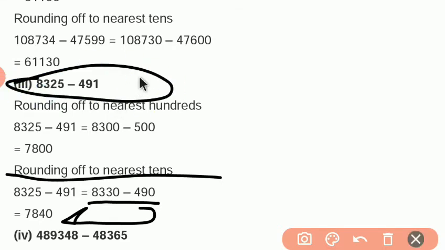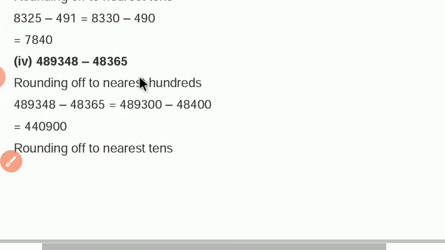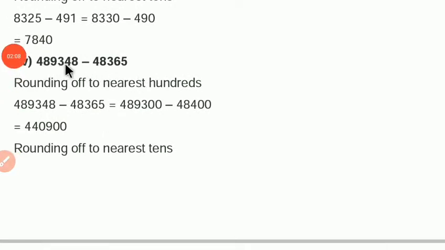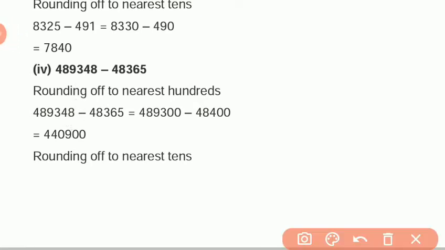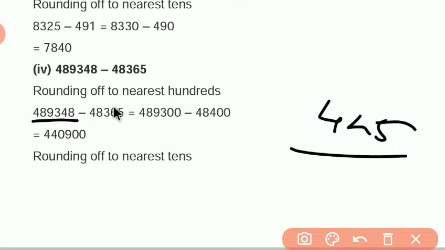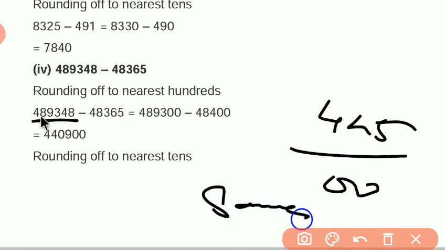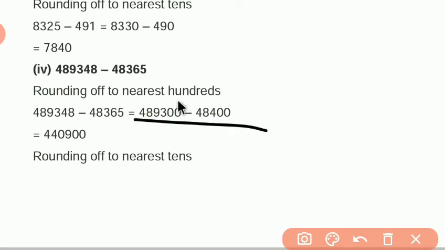Now, question number 4. 4,89,348 minus 48,365. So first we will round off to the nearest 100. For the nearest 100, again we will see the tens digit. Here the tens digit is 4, which is less than 5. It means you have to replace 48 by double 0, and the hundreds digit will be as it is. So 4,89,300 is the rough estimation of the nearest 100.